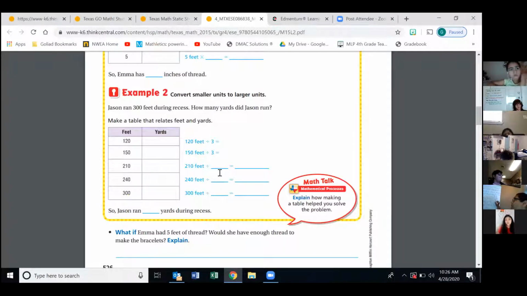4 times 3 is 12. Bring down your 0. Can 3 go into 0? No. So it'd be that. So what would be my 120 divided by 3? 40. But the question didn't ask that. The question asked for how much? 300. Somebody divide that. 300 feet divided by 3.